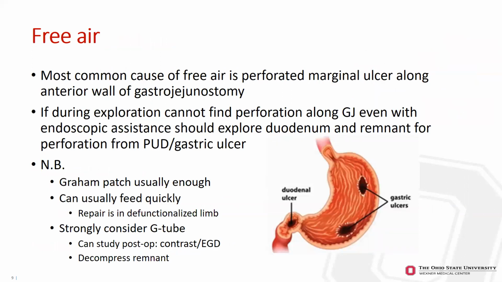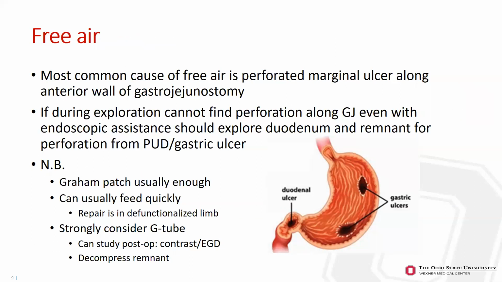Free air: far and away the most common cause of free air in these patients is a perforated marginal ulcer. I often hear one of my ACS colleagues call and say, free air, I can't find a marginal ulcer, scoped the patient, can't see it. And you'll say, hey, did you look at the duodenum? Only to find out that there was a perforated duodenal ulcer.